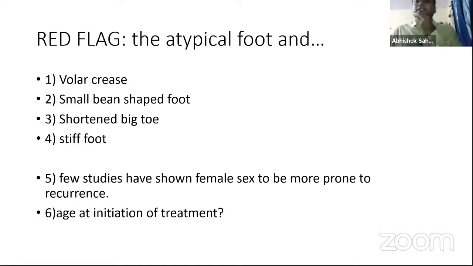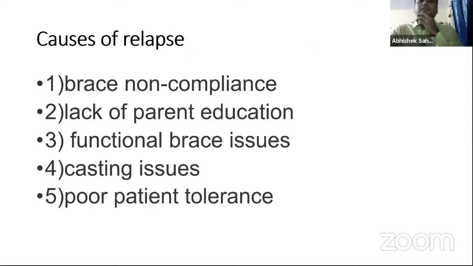And age at initiation of treatment. I will not go into the detail of this. We have already had an extensive discussion on this. According to me, definitely age at initiation of treatment is a factor. The later we start, I think the more the chance of recurrence or the more the chance of improperty. This is my personal view from my own experience till date.